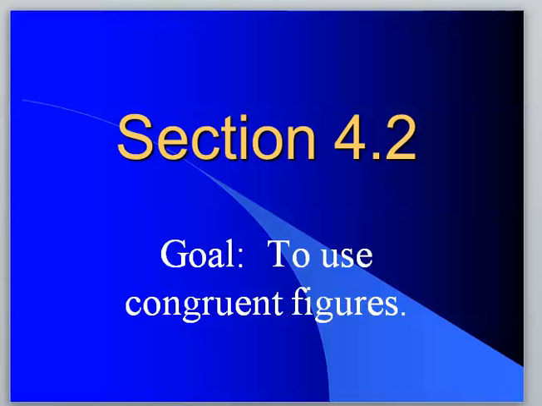Section 4.2 will start Unit 5, our last unit for the term. We will be working towards proving that triangles are congruent, which combines a lot of our topics that we've discussed this term. To do that, we need to first talk about Section 4.2, how to use congruent figures.